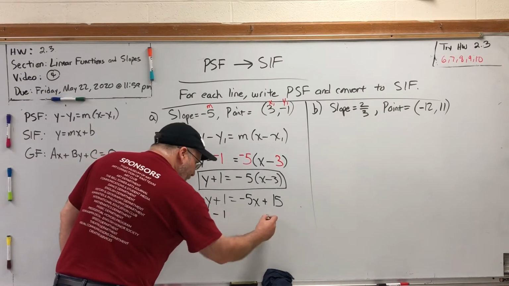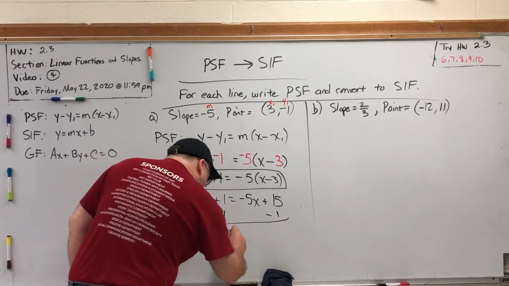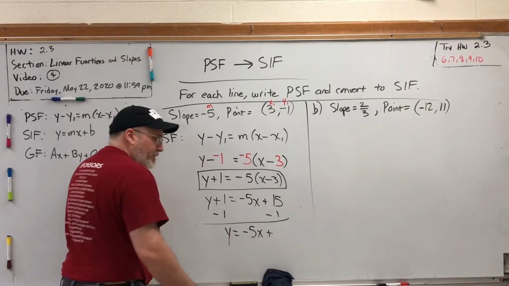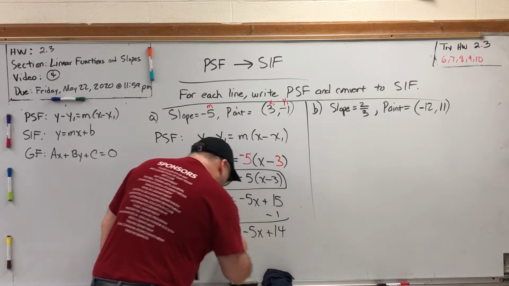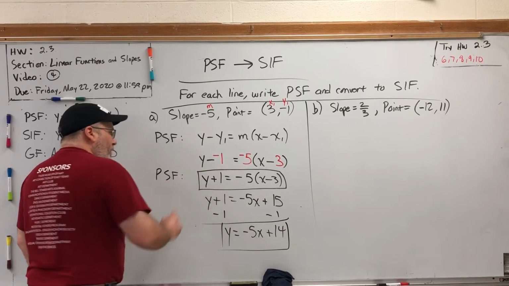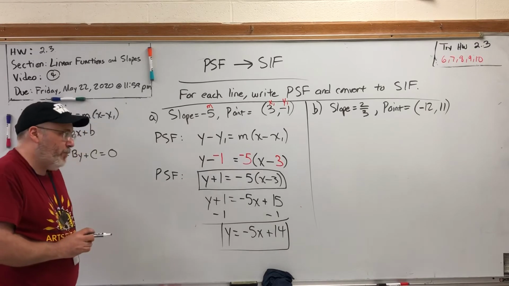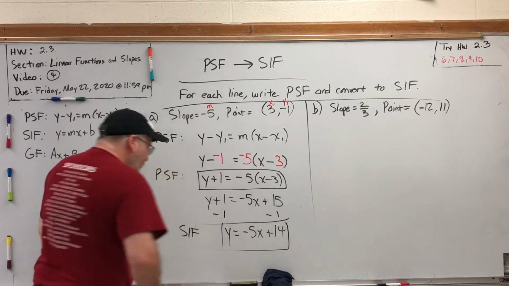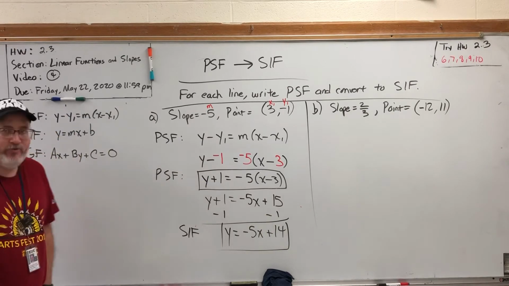Easy, subtract 1 from both sides. And we get y equals -5x plus 15 minus 1 is 14, and there's our slope-intercept form. So point-slope form is y plus 1 equals -5 parentheses x minus 3, and slope-intercept form is y equals -5x plus 14.